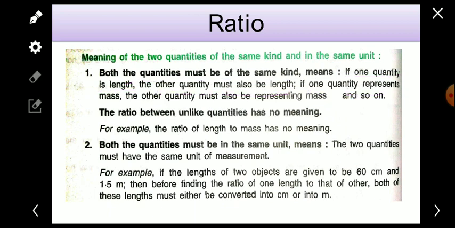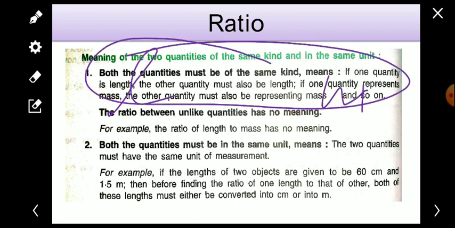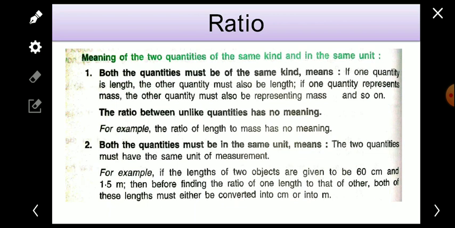It should not be that we compare two quantities where one is length and one is mass. No, then we can't compare. We compare two quantities of the same kind. If one is length and the other is mass, both are not of the same kind. So when we compare quantities, both quantities should be of the same kind. The ratio between unlike quantities has no meaning.